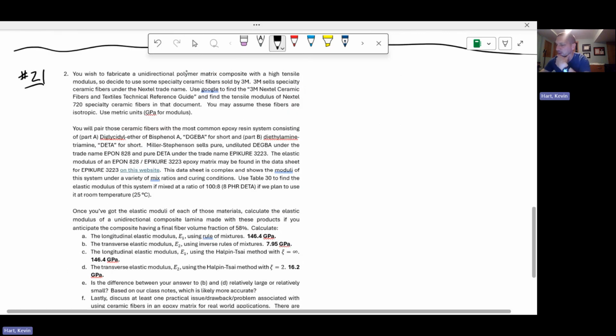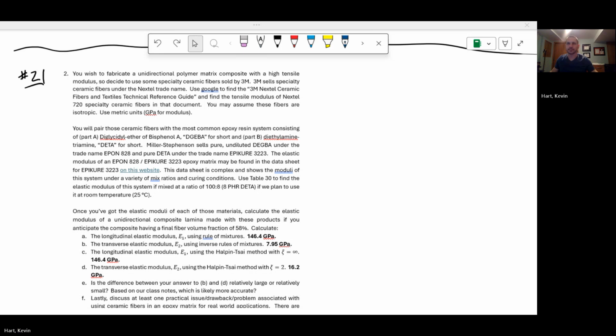All right, you should fabricate a unidirectional polymer matrix composite with high tensile modulus. You decide to use some special ceramic fibers sold by 3M. 3M sells specific ceramic fibers under the Nextel trade name. So use Google to find 3M Nextel ceramic fibers and textiles technical reference guide. All right, so let's do that. 3M Nextel ceramic fibers and textiles technical reference guide.